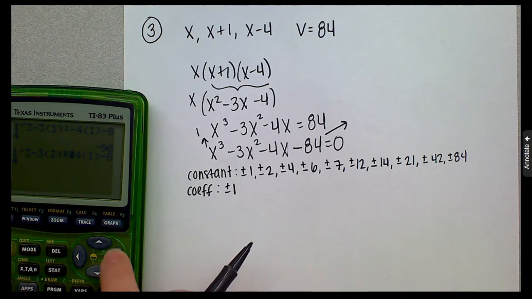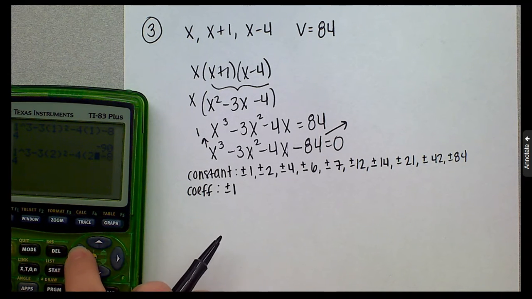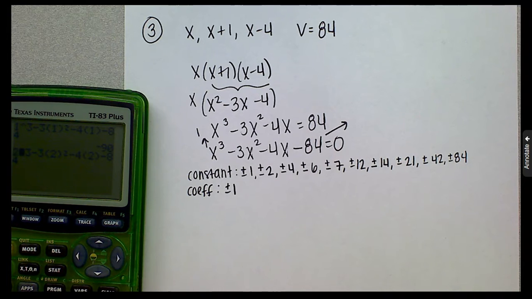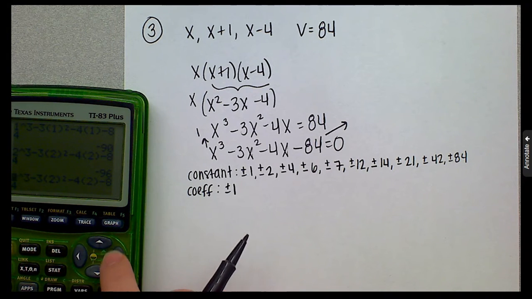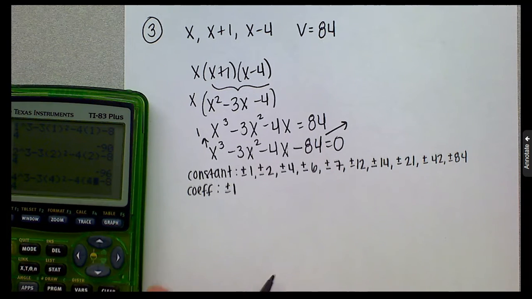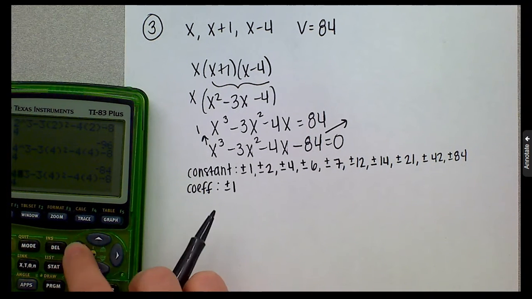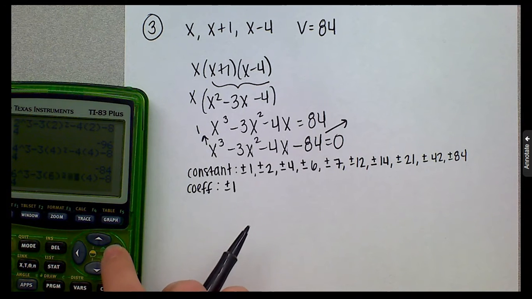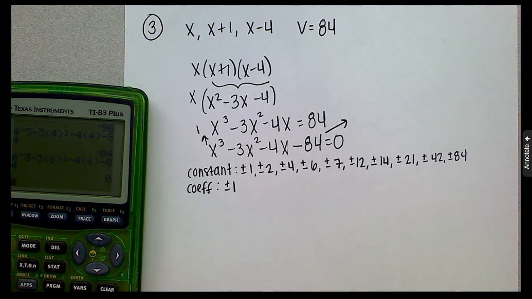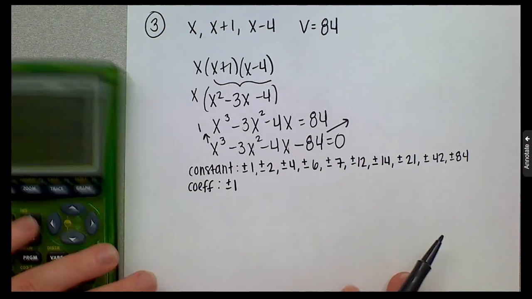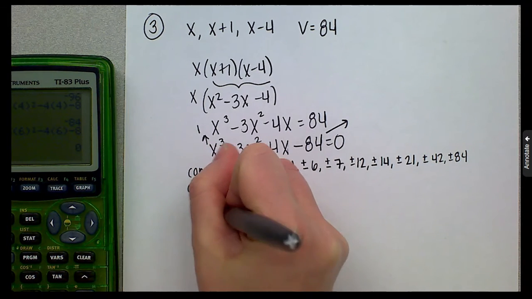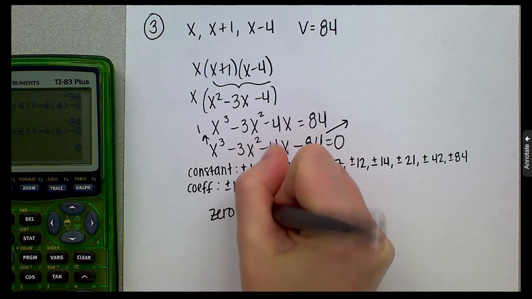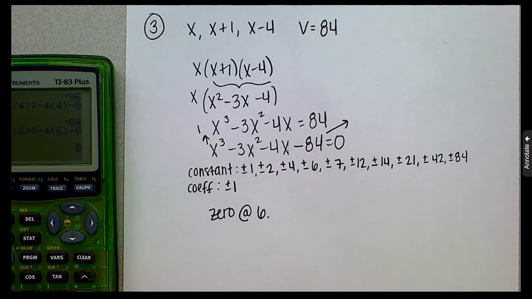Let's try the 2. I need to put 2 here. Negative 96. Nope. Let's try 3. Let's try 4. Nope. Let's try 6. Oh, yeah. Remainder 0. So we have a 0 at 6. Woo.